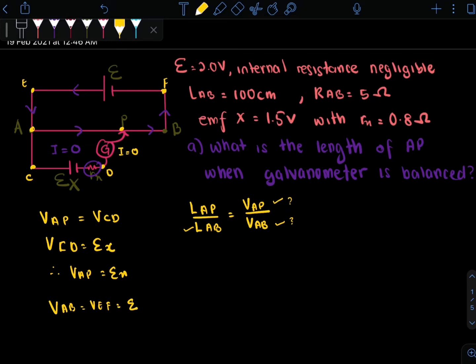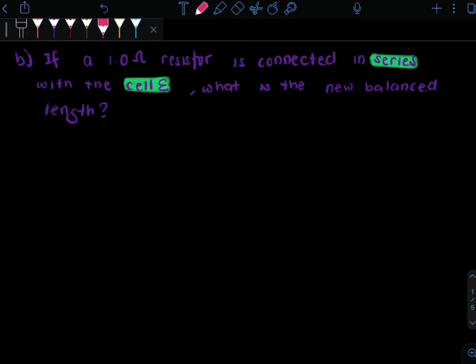So now kita masukkan semua nilai yang kita tahu untuk kita cari LAB. LAB 100, VAP adalah 1.5 and VAB adalah 2 volt. So tekan calculator, you will get LAP kamu as 75 cm.